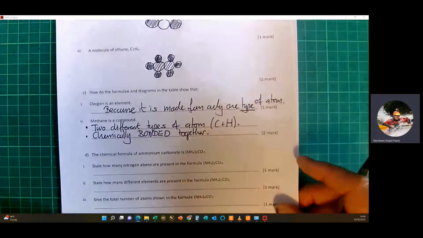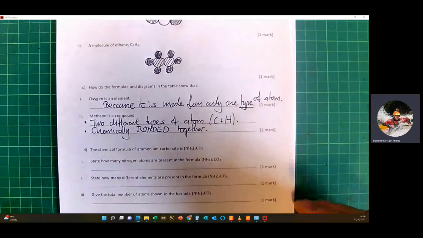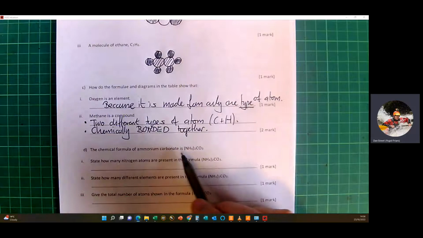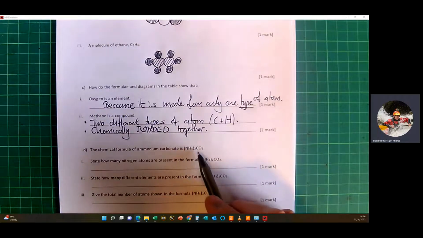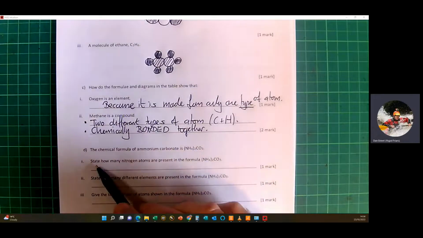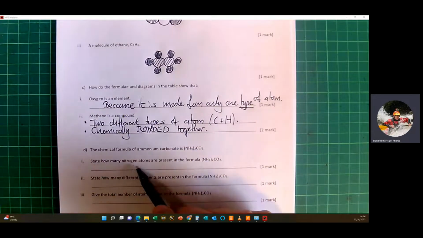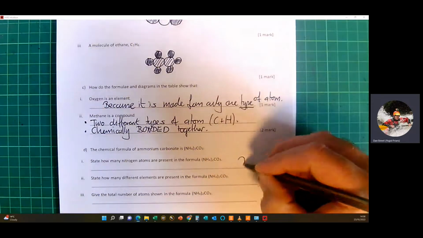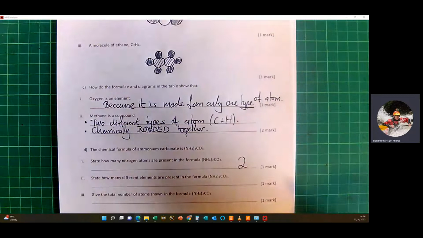This next question was generally very well answered, but just to go through it, the chemical formula of ammonium carbonate. So remember that anything inside a pair of brackets is modified by the number that happens after the brackets. In this instance, it's a 2. So the first question says state how many nitrogen atoms are present in the formula NH4 twice CO3. So there's 1 nitrogen there, however, there's a 2 after the brackets, and therefore it's 2. There are 2 nitrogen atoms.